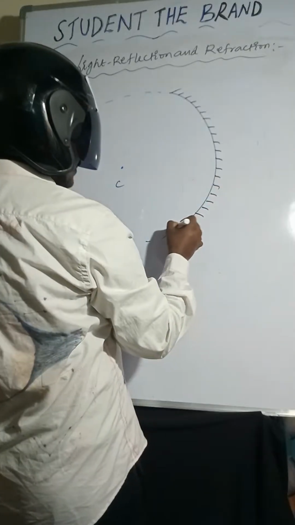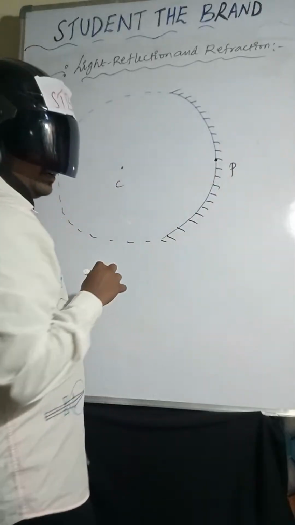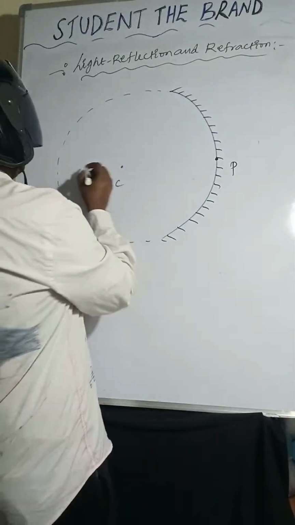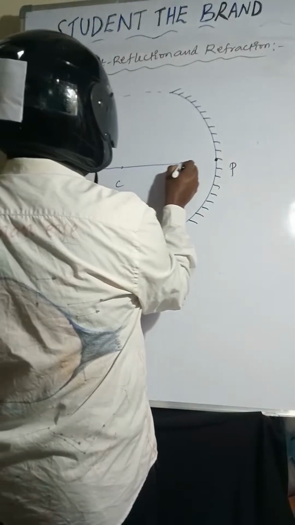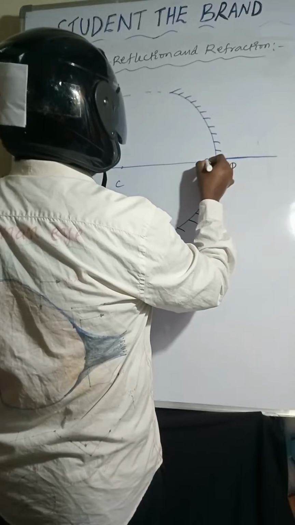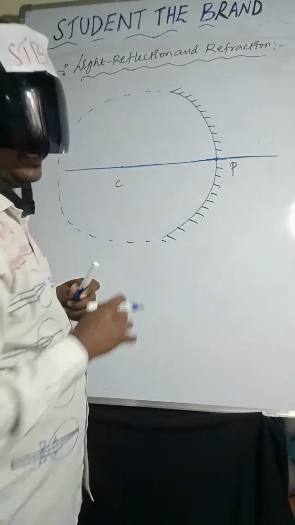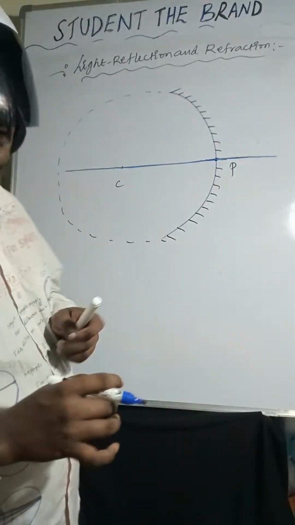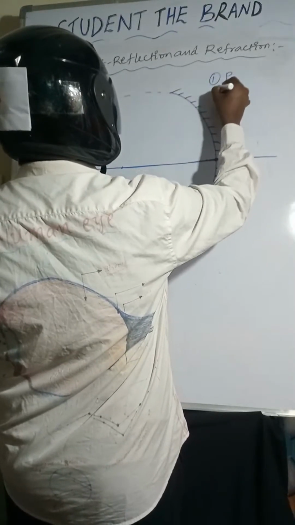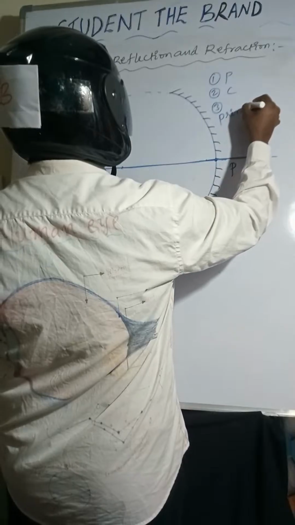The midpoint of the mirror is called the pole. The line joining the center of curvature and pole is called the principal axis. First one is pole. Second one is center of curvature. Third one is principal axis.